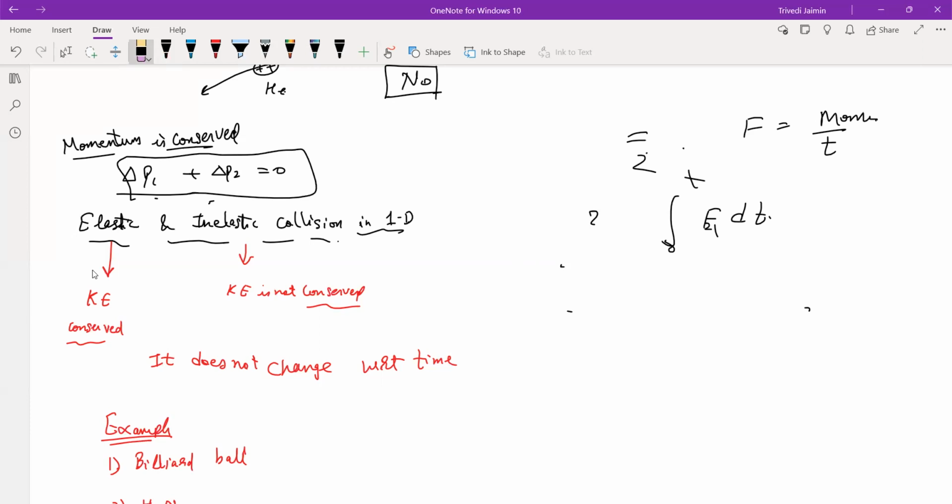Now elastic and inelastic collision. So elastic, what is the first word, elastic? Elastic means momentum and kinetic energy are conserved. But what is elastic? Elastic means there is no change. This momentum and kinetic energy both are conserved. That is elastic collision. Fine. But what is the word elastic?